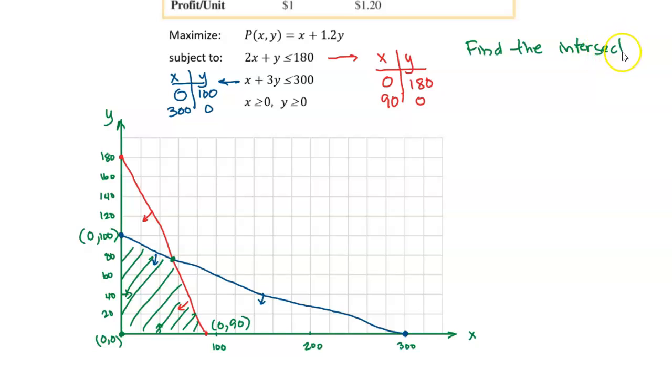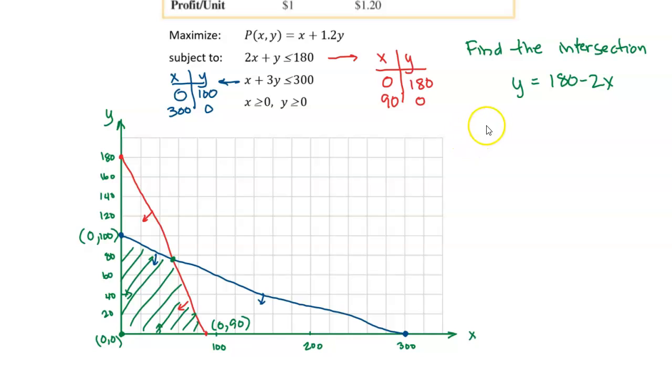Intersection. Okay, I need to find the intersection of these two lines: 2x plus y equals 180 and x plus 3y equals 100. I'm going to rearrange this equation. I'm going to subtract 2x from both sides, and that way I get an equation in terms of y. So y is equal to 180 minus 2x. That's the first equation that I have graphed in red.